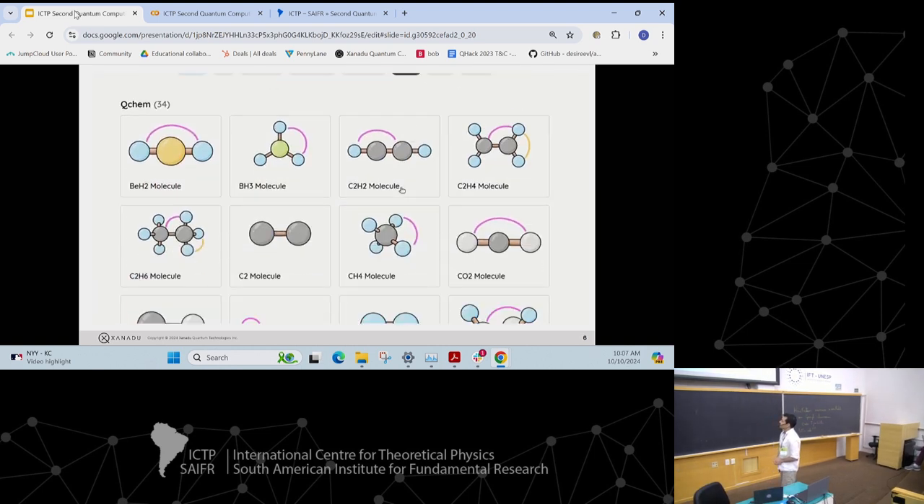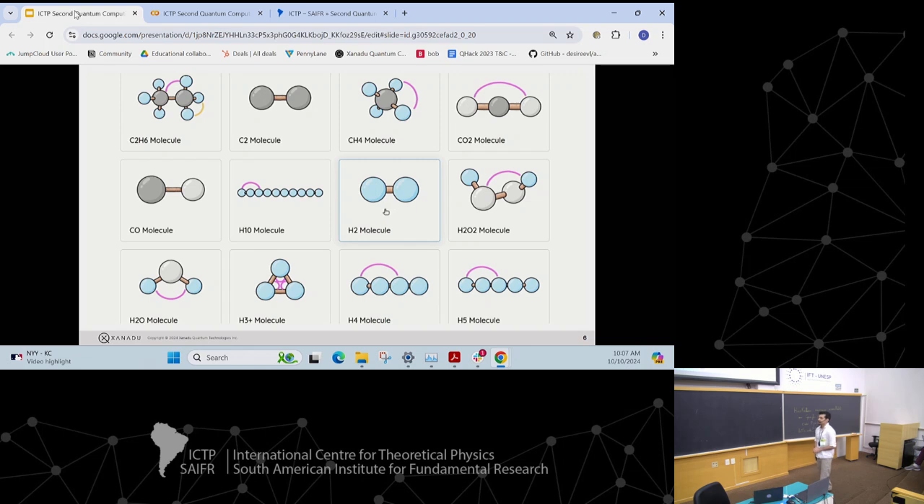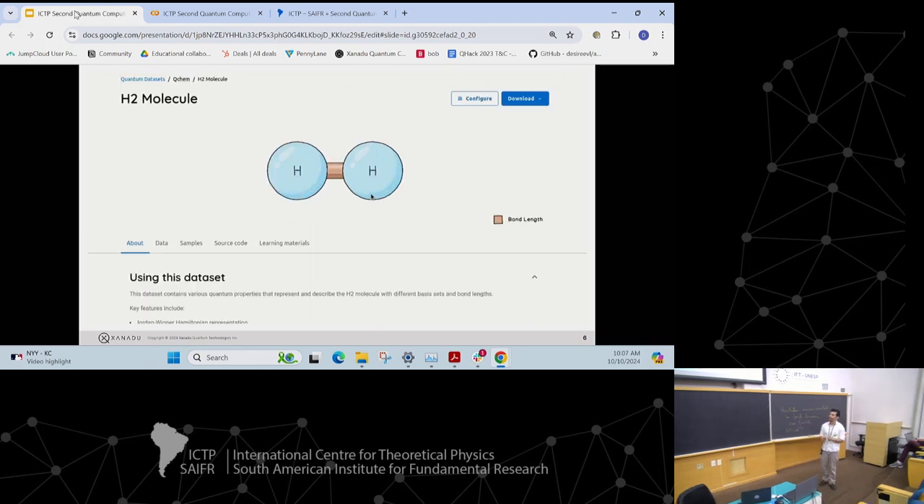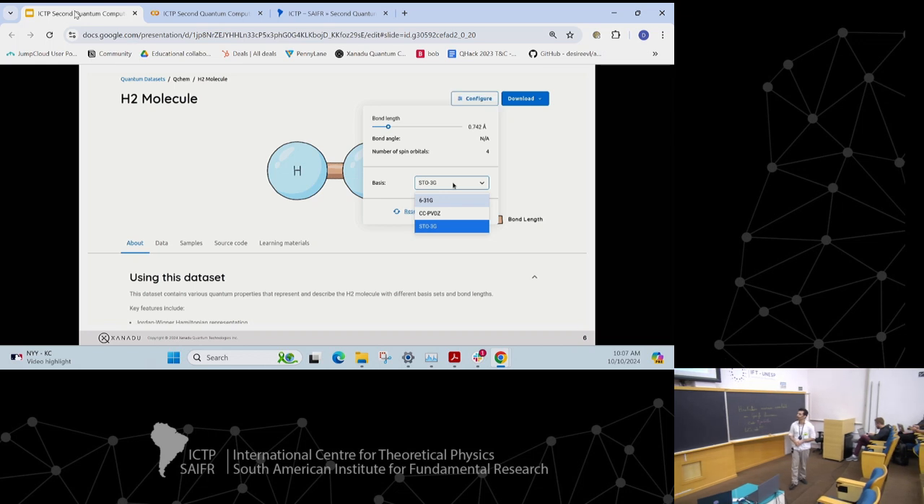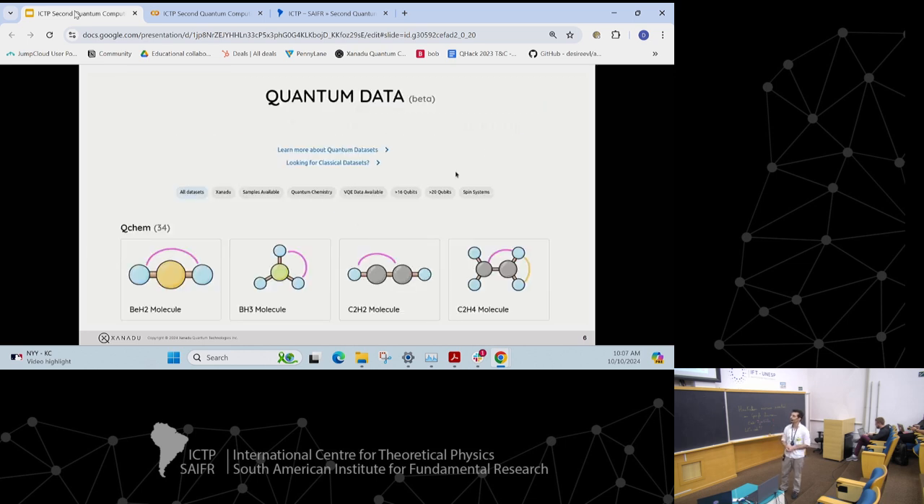So they're organized kind of by how many resources you need, how many qubits you need. For small molecules, of course, it doesn't matter. You're welcome to do this yourself, but you can see that you have a variety of parameters that you can choose from. In this case, for H2, it's showing that you can change the bond length, so something similar to what we did yesterday.